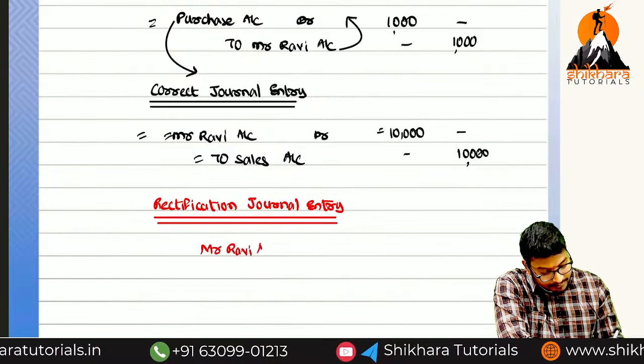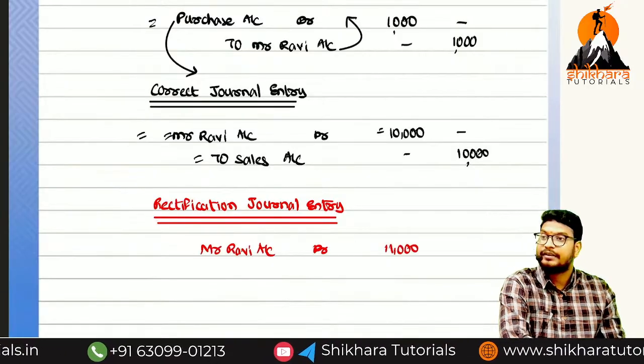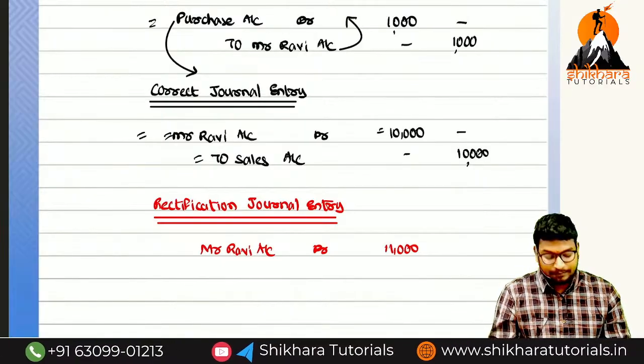Mr. Ravi account debit. How much, ma? 11,000. How did we get the 11,000? 1,000 for cancellation, 10,000 for recording the debit.